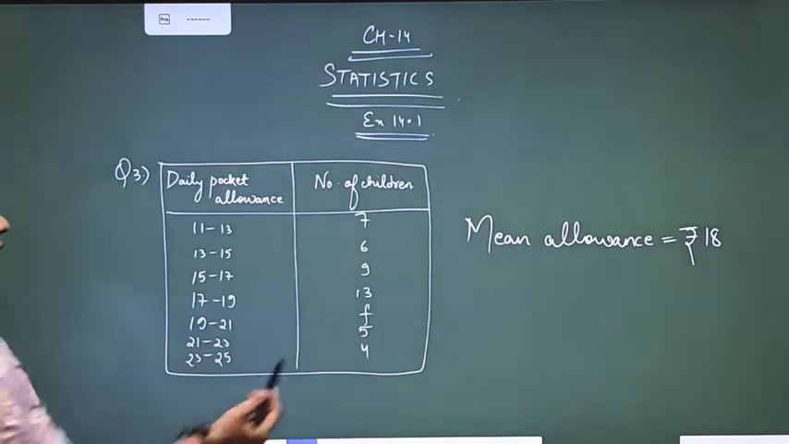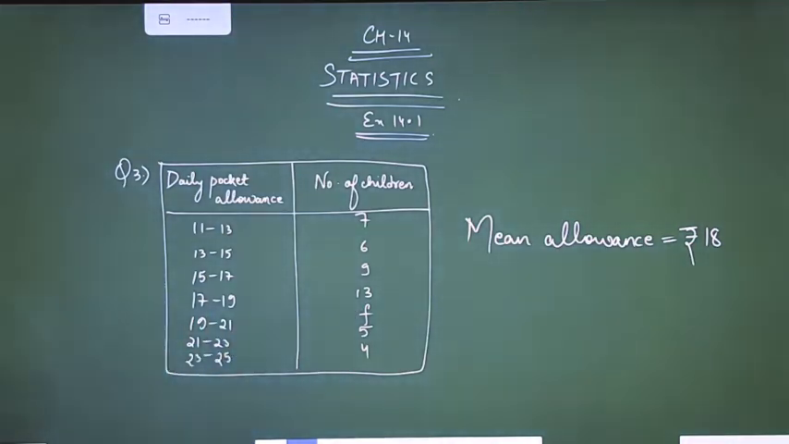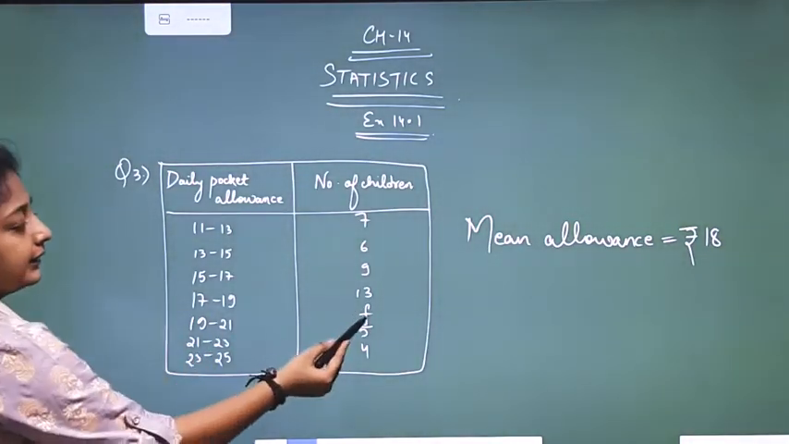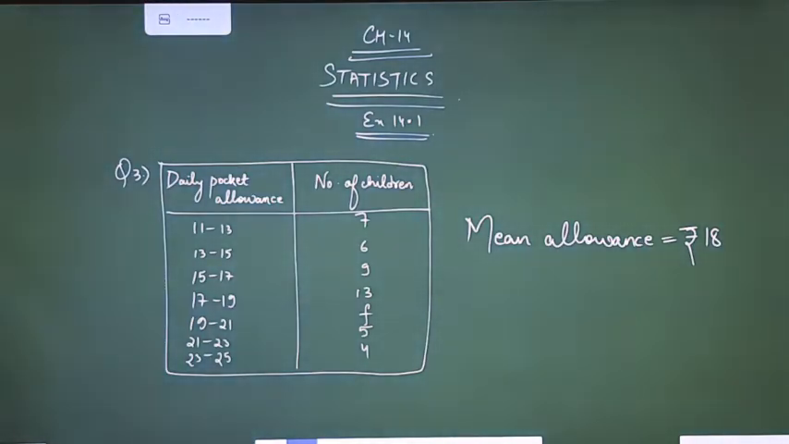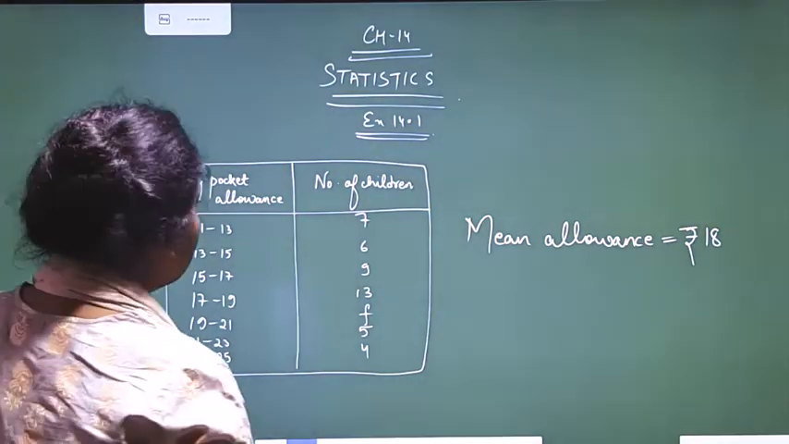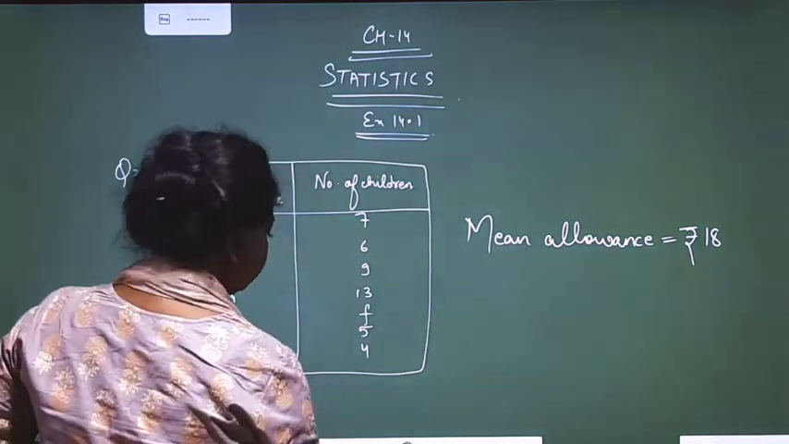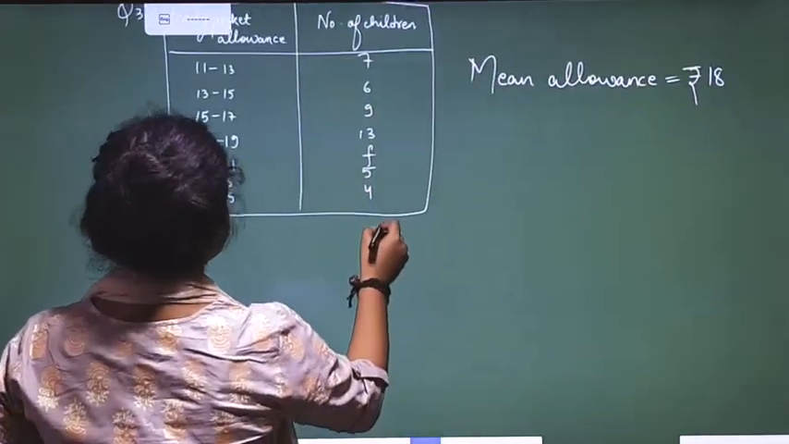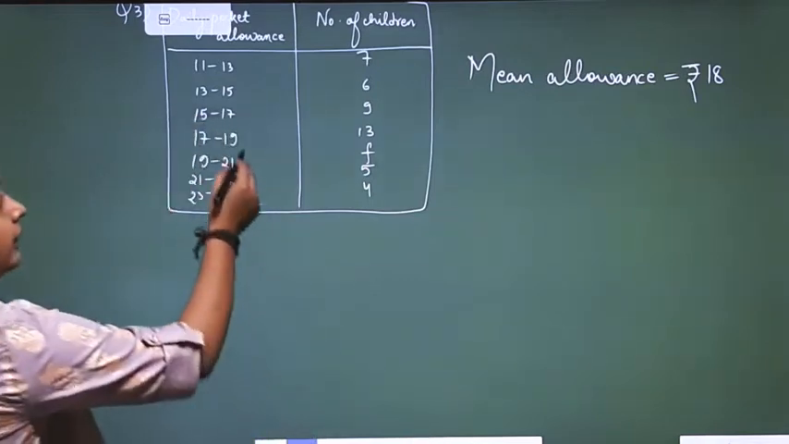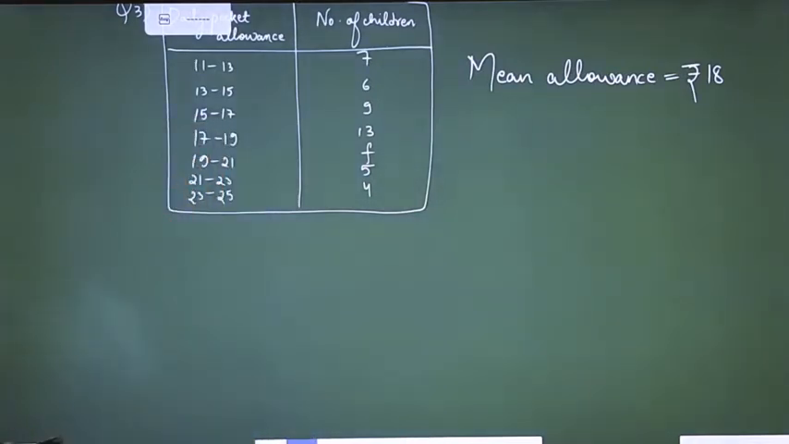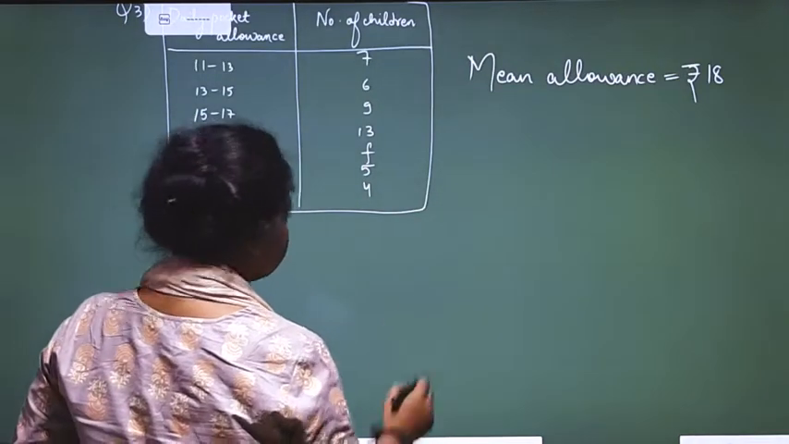Here see, one of the frequencies is missing, the frequency for 19 to 21. This is the missing value and we need to find this missing frequency. So how do we proceed? First of all, we have to add more columns into the table. How do we do that?